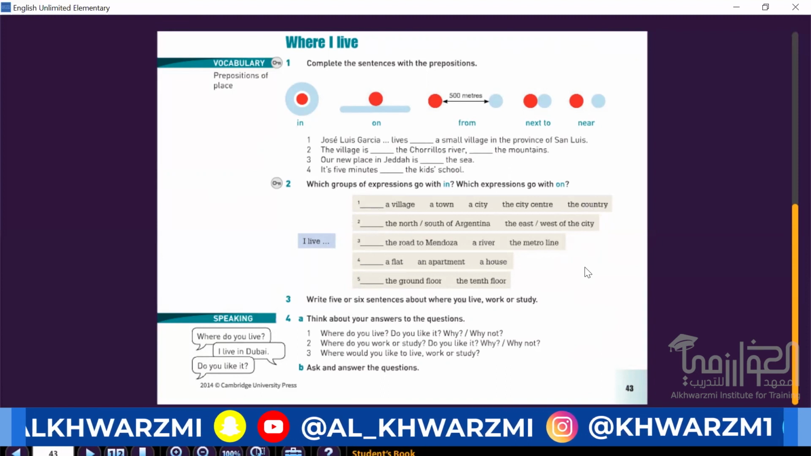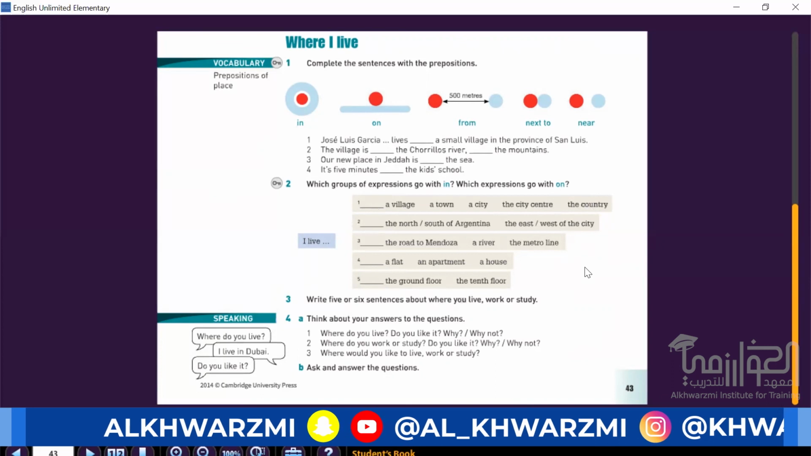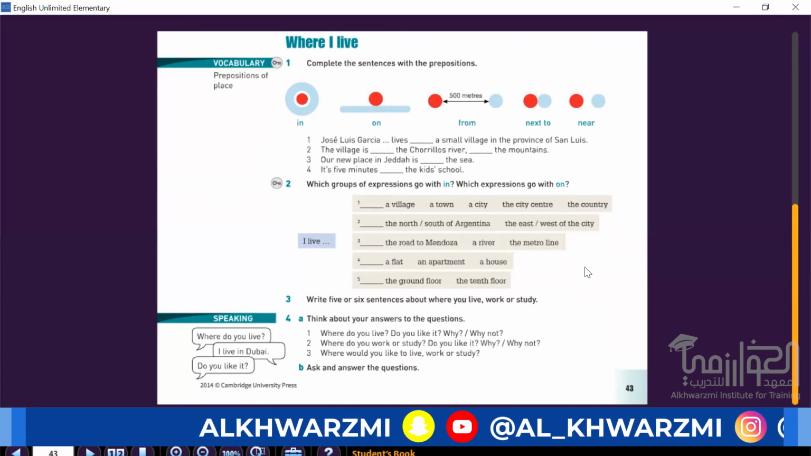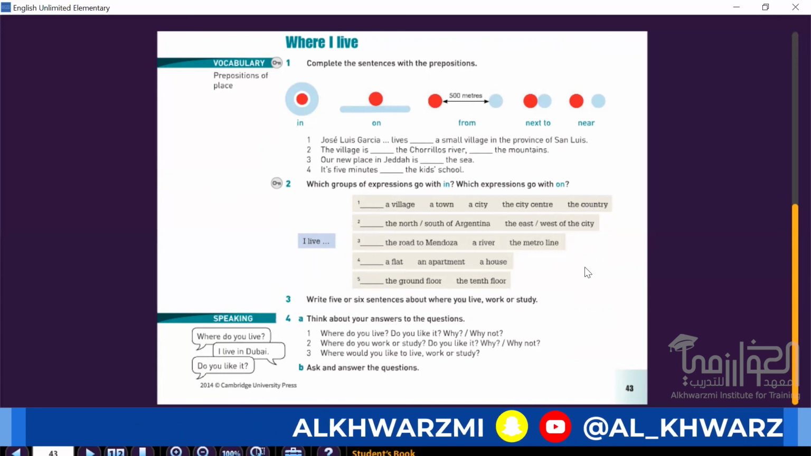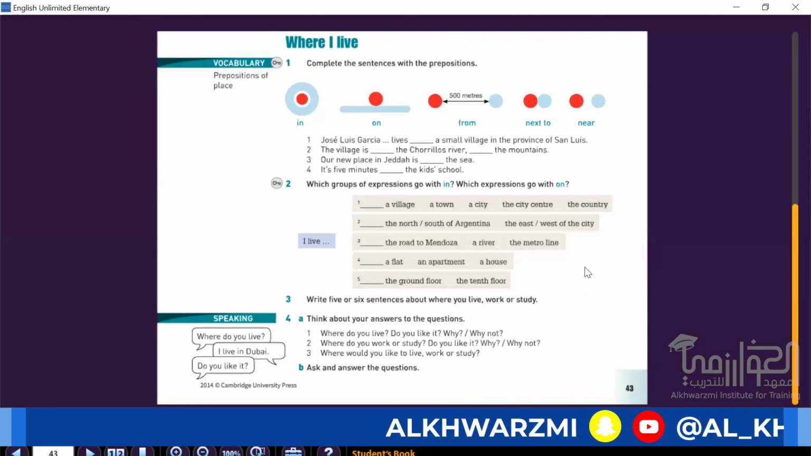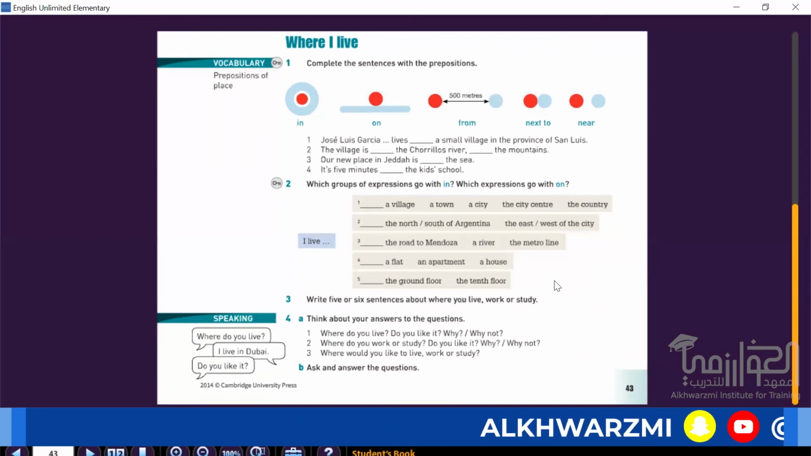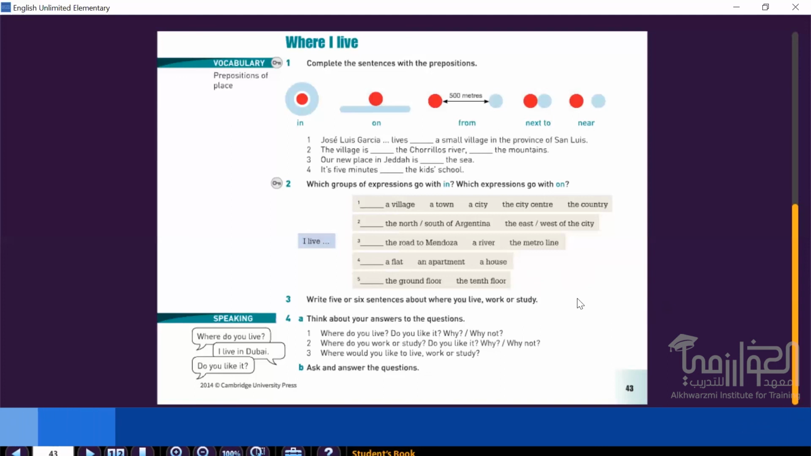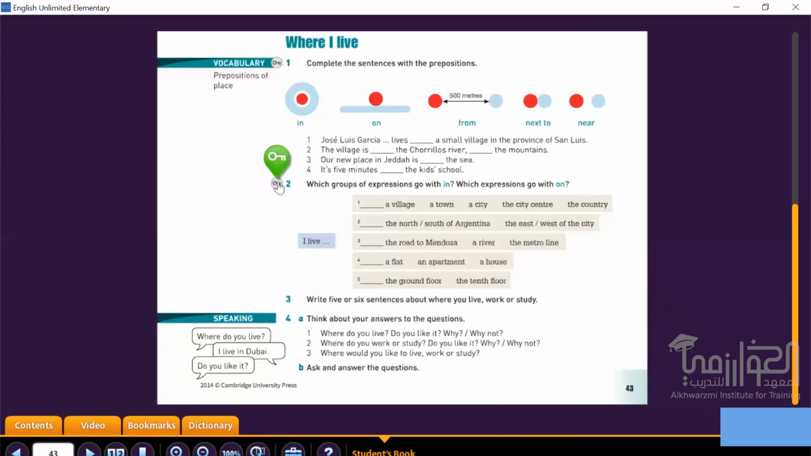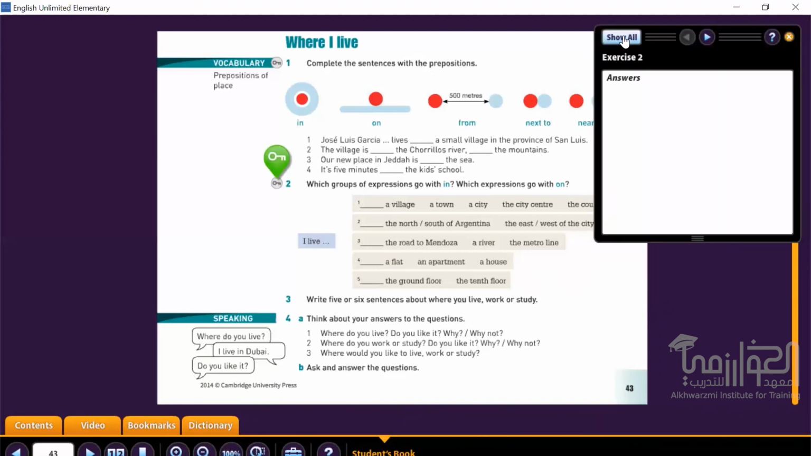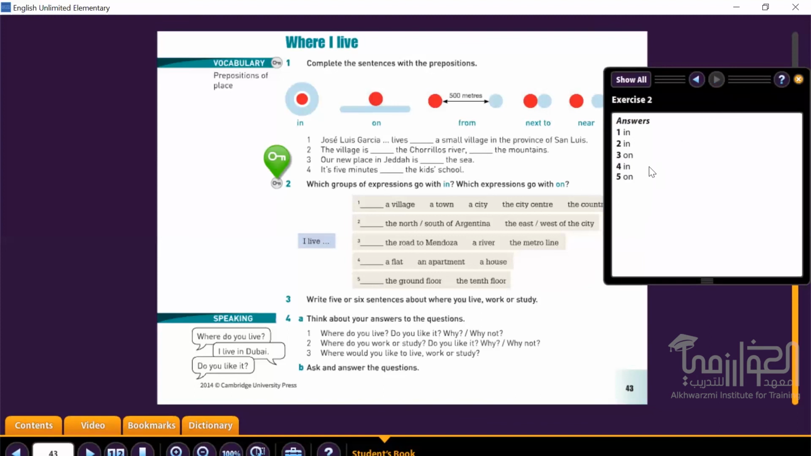Just take your notebook, or if you've downloaded the PDF and you have printed the copies, you can use it. If you haven't been able to print your copies, just take a notebook and write the answers in it. Pause the recording while you do this exercise. Okay, let's now look at the answers. So these are the answers: 1 in, 2 in, 3 on, 4 in, and 5 on.